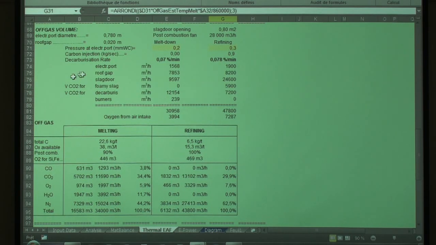So I consider all the openings: the slag door, the electrode port diameter, the roof cap. These are the openings. And I define the under pressure on the roof here in millimeter water column. So I have the air ingress in the electrode port. So this is the Bernoulli formula. Everybody knows the Bernoulli formula.